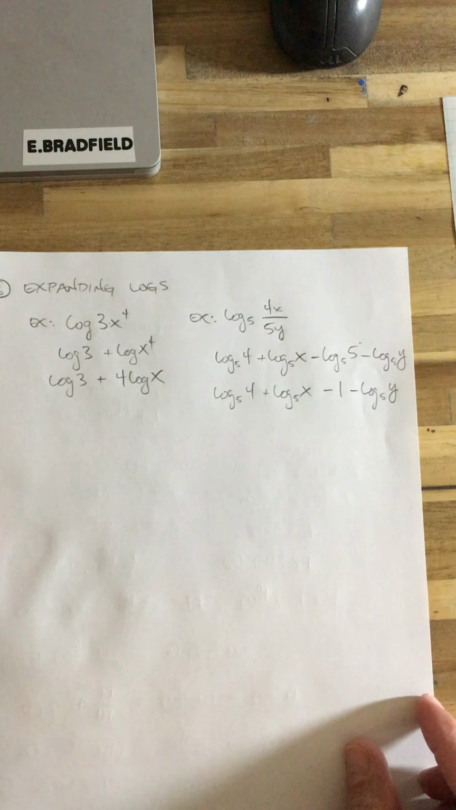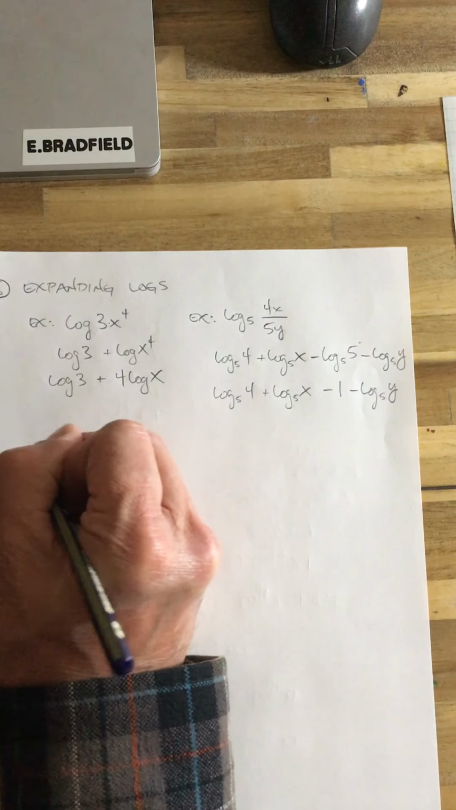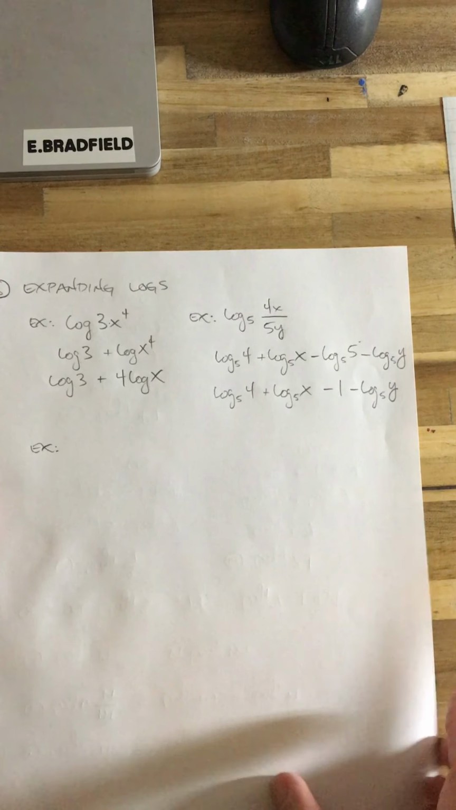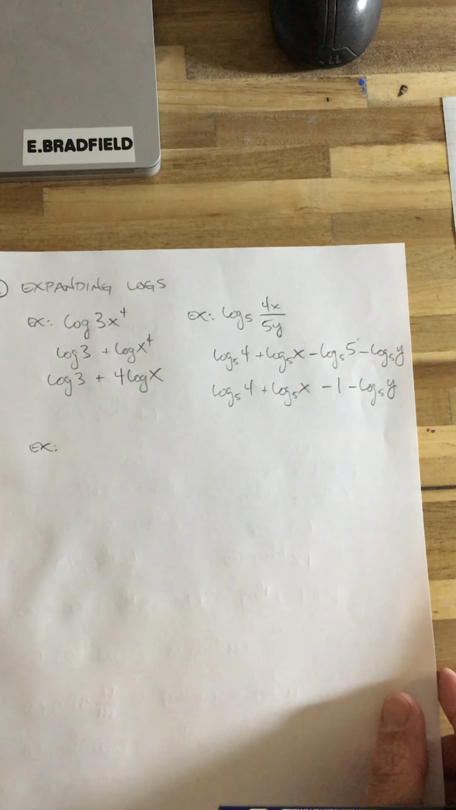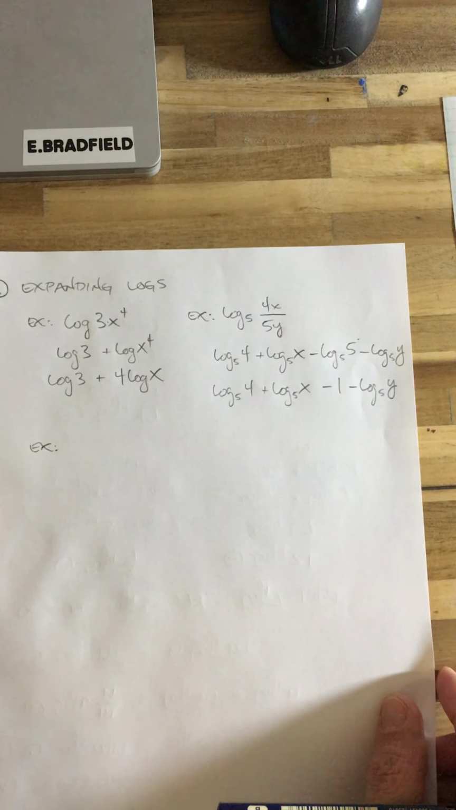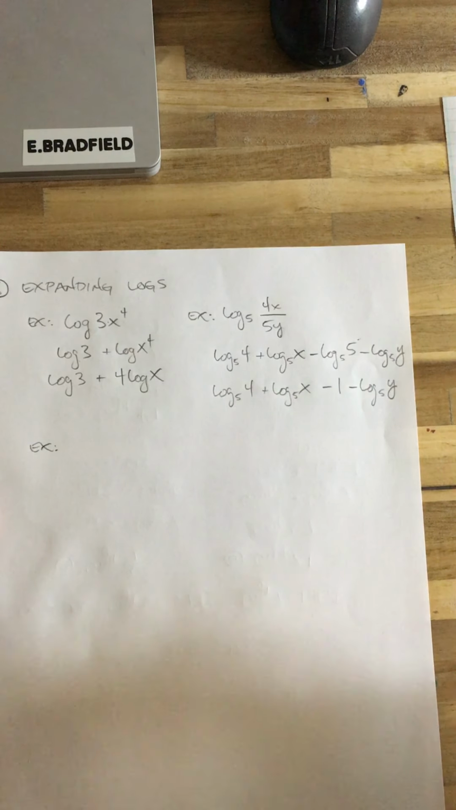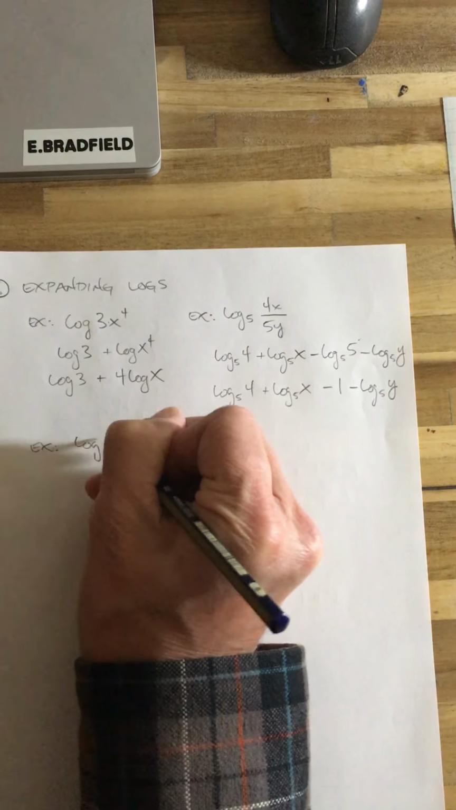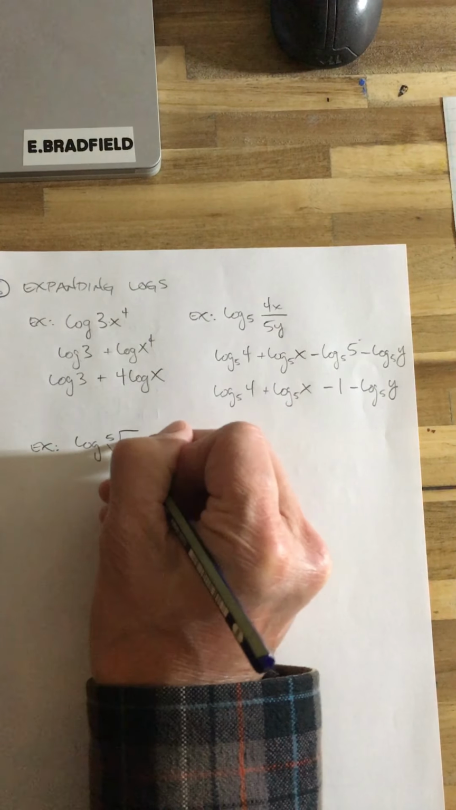Okay, let's do another one. And by the way, the book might ask you to condense logarithms. You're basically just going to go backwards, okay? That's all you have to do. All right, so here we go. We have the log of the 5th root of x cubed.